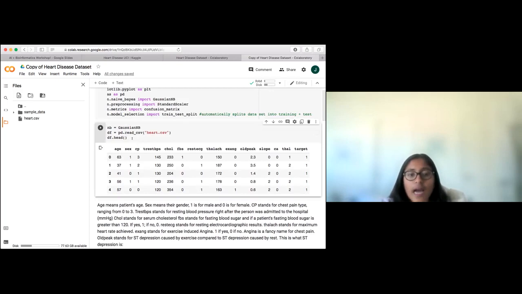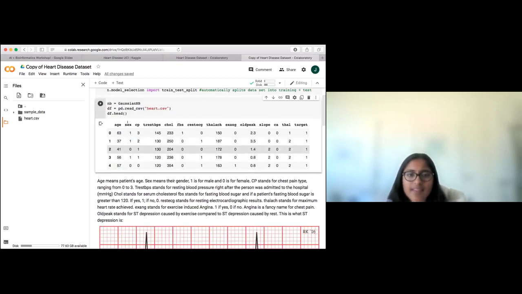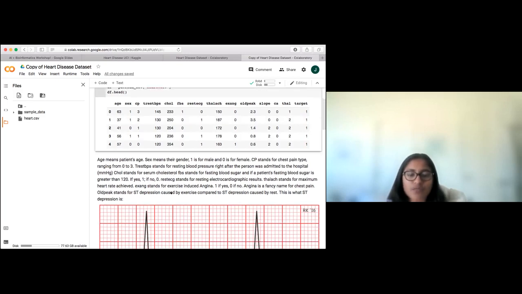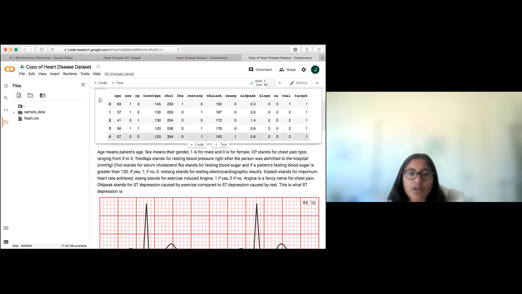And then over here, I'm doing the same thing I did in the last example where I'm creating a data frame. But this time my data set is called heart.csv. So that's what I'm calling it as. And if I run it, I get this really nicely formatted table of all these different parameters. And there are a lot of abbreviations here, so I just wrote a short paragraph about what each of them mean.